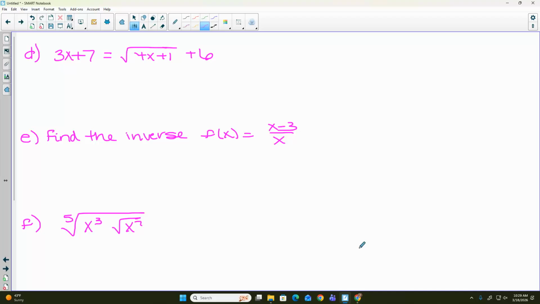Let's go ahead and just walk through these together since we don't have a ton of time. What would we have to do first on D? Good. Always isolate your radical first. Okay, and then how do we cancel a square root? How do I do 3x plus 1 squared?